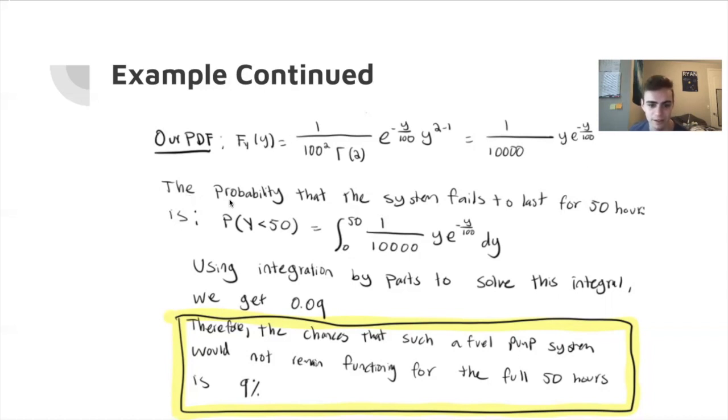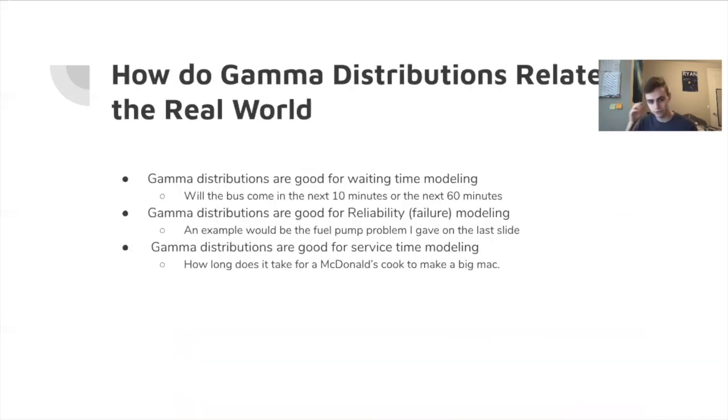The probability that the system fails to last for 50 hours is the probability that y is less than 50, which equals the integral from 0 to 50, because it's 0 to 50 hours, of 1 over 10,000 times y e to the negative y over 100 dy. We solve this integral using integration by parts, and we get 0.09. Therefore, the chances that such a fuel pump system would not remain functioning for the full 50 hours is 9%. So hopefully that example clarified a little bit about what the gamma distribution is.